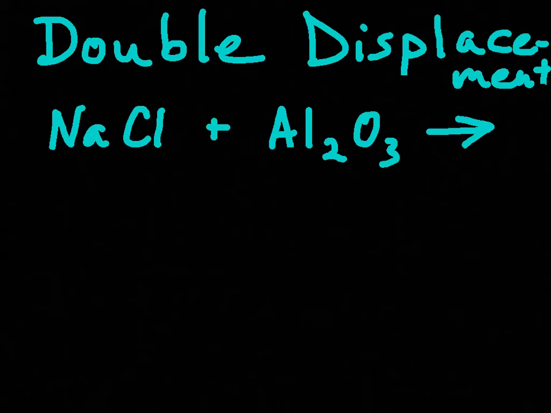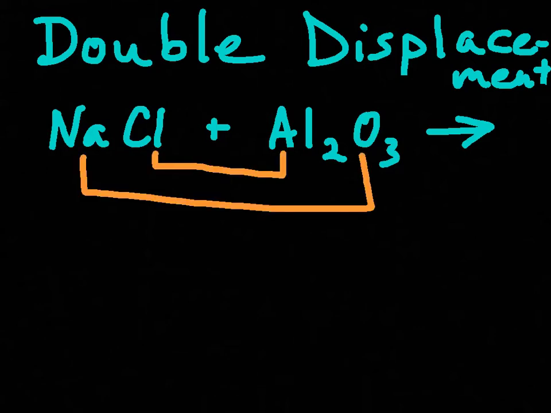In the molecule of sodium chloride, they bond in a 1-to-1 ratio because of their charges. But in the case of aluminum oxide, they bond in a 2 to 3 ratio based on their charges. When these two ionic compounds break apart and recombine, new ratios must be established.